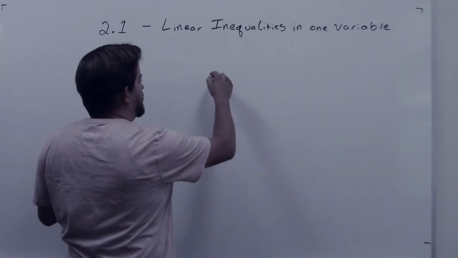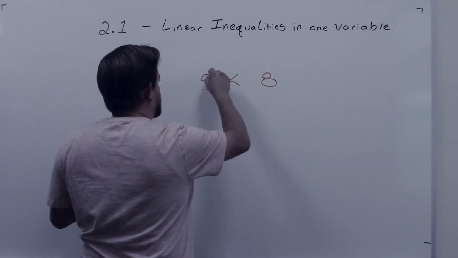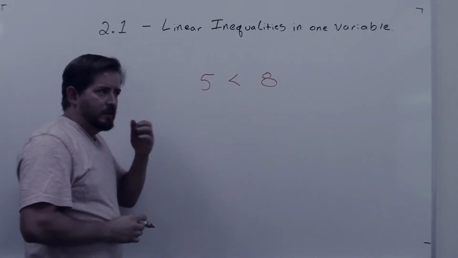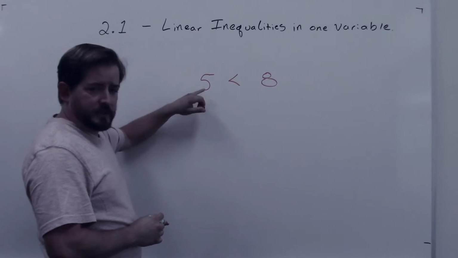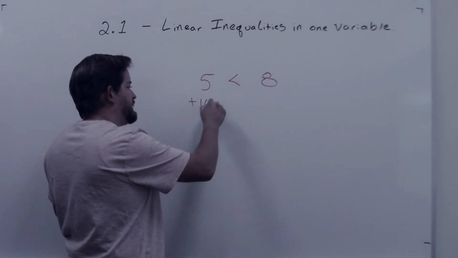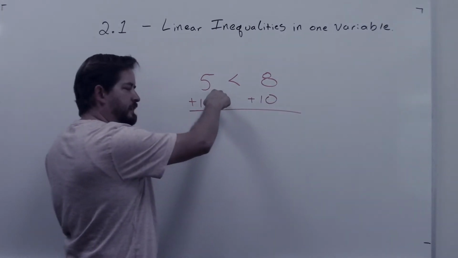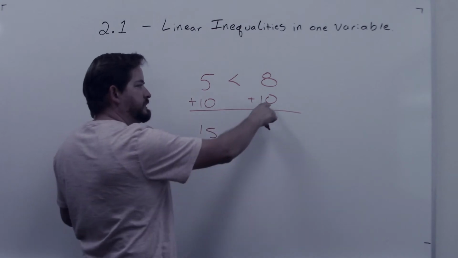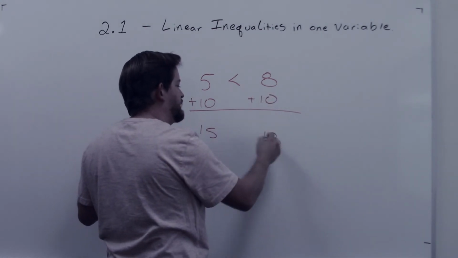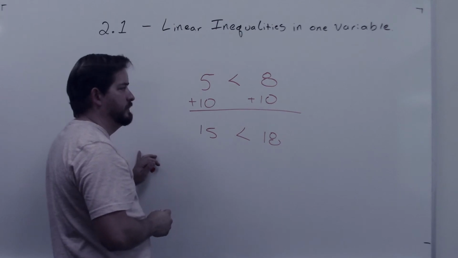I have a true inequality, let's say 5 is less than 8. That's true. But the addition principle says I can add whatever I want to both sides, and so I will. I'll come in here and say, let's add 10. Add 10 to the left-hand side, I have 15. I add 10 to the right-hand side, I have 18. 15 is still less than 18, so I maintain that inequality.